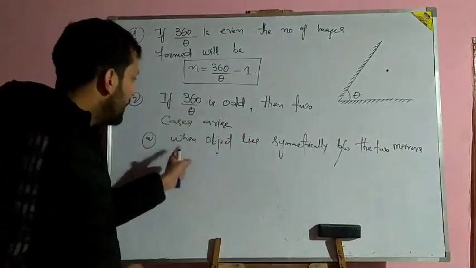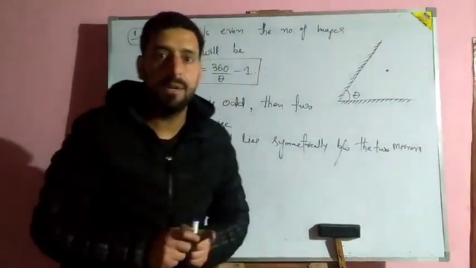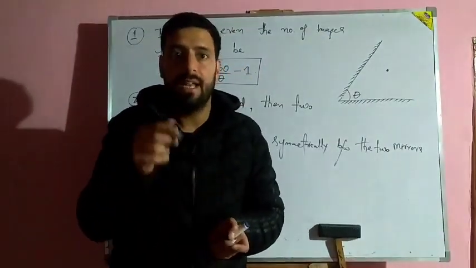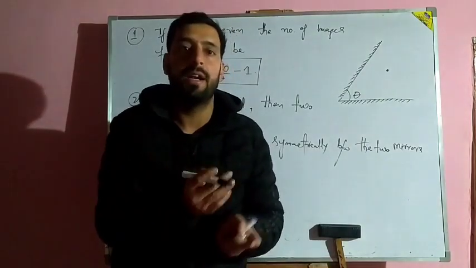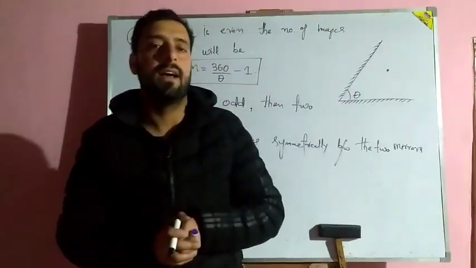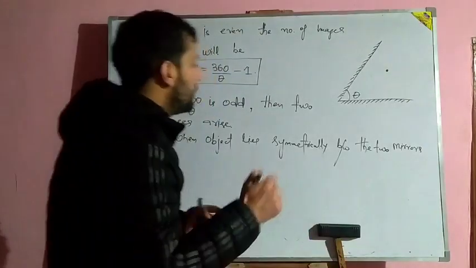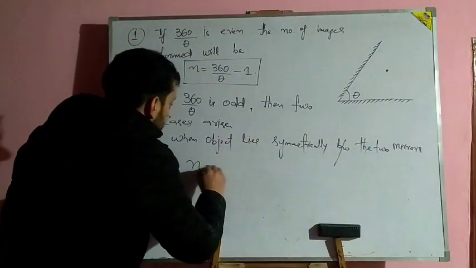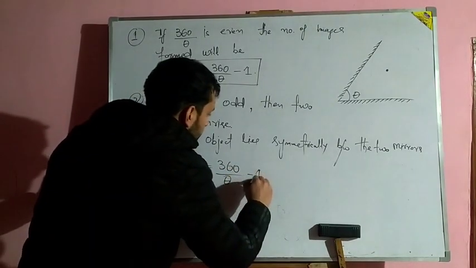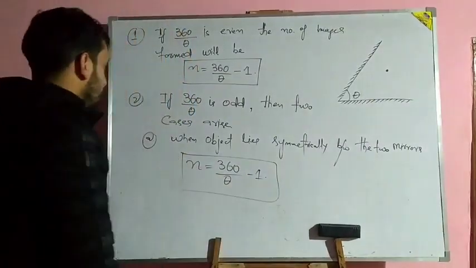If 360 by theta is odd, two cases arise. One is when the object lies symmetrically between the two mirrors. For example, students, if the angle between the two mirrors is 60 degree, then the object is kept at that point. With one mirror it makes an angle of 30 degree and with the second mirror it makes an angle of 30 degree. Now, when the object lies symmetrically between the two mirrors, then the number of images will be simply n equal to 360 by theta minus 1. Students, this is an important relation.